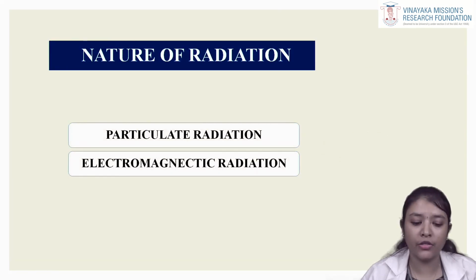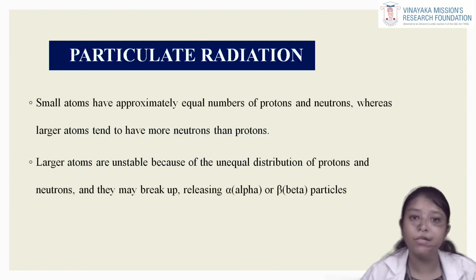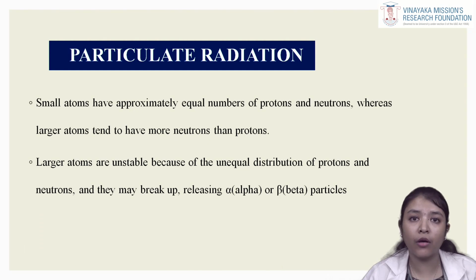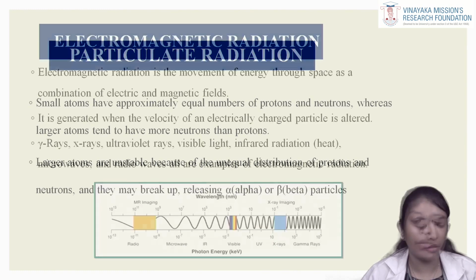The nature of radiation is particulate radiation and electromagnetic radiation. Particulate radiation: small atoms have an equal number of protons and neutrons, whereas larger atoms have more neutrons than protons. Hence they are unstable due to the unequal distribution of neutrons and protons. So they are easily breakable and produce rays like alpha rays, beta rays or cathode rays.